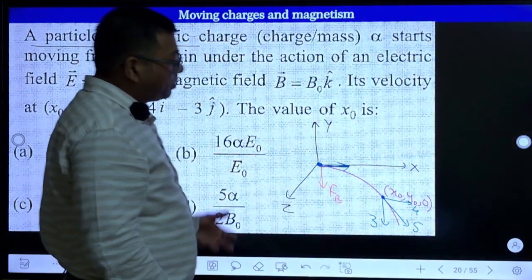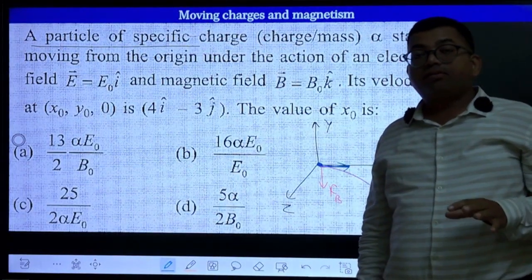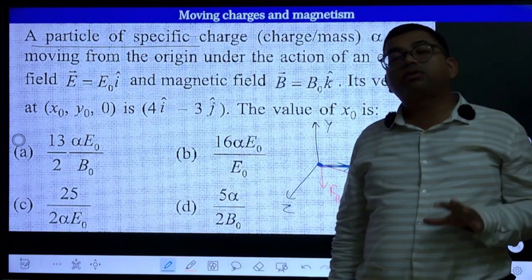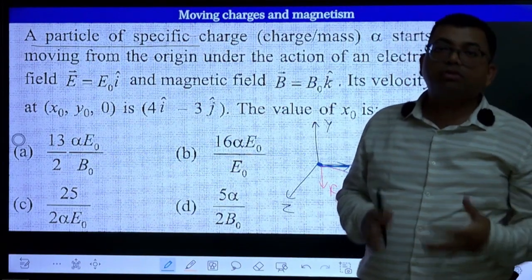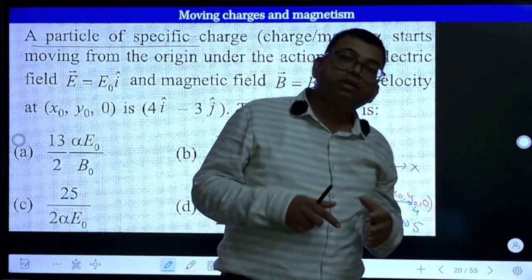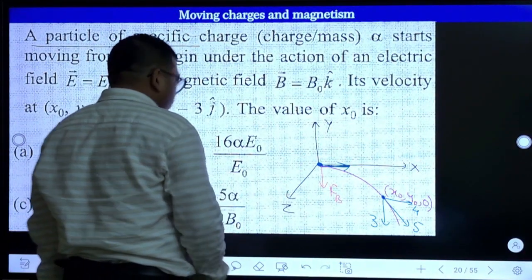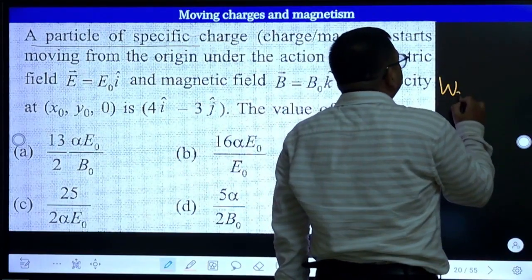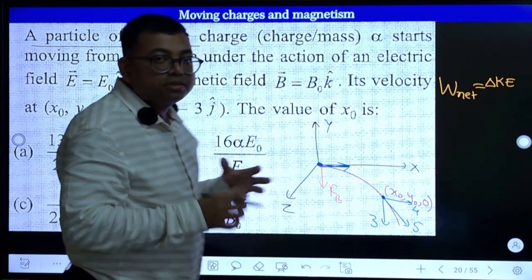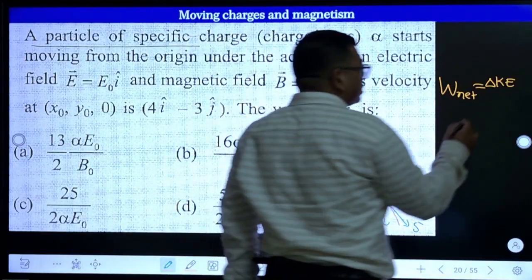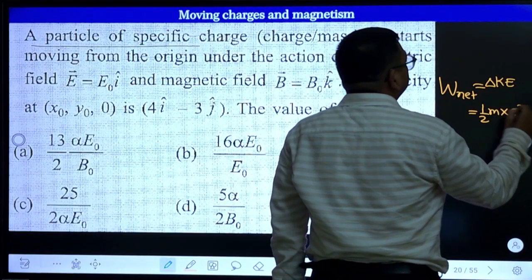If you go by force analysis, it may be lengthy, but we can always understand that the work done by the magnetic force is always 0 because it always acts perpendicular. So we can apply the work energy theorem: work is done only due to electric field or electric forces, and that work done is the change of kinetic energy. Let us apply this concept. So net work done is change of kinetic energy. Initially it was released, which means its speed was 0. So change of kinetic energy means half m v square. V is given as 5, so 5 square, right?